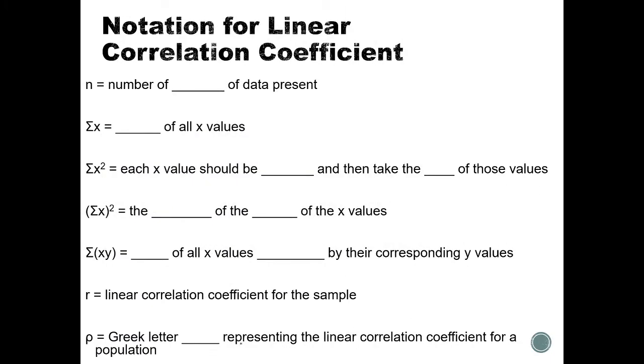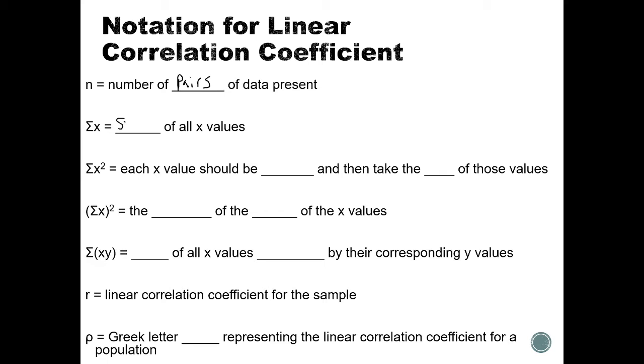And so, what are some notations we're going to need to know? So n is the number of data pairs that are present. Not the data points, but the data pairs. So, if I have 5 x's and 5 y's, my n is 5, because there's 5 pairs of data.